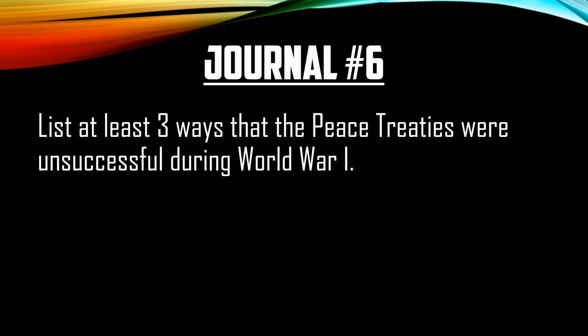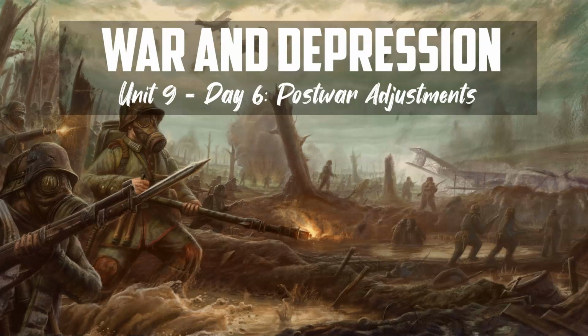Today's journal, we're going to be talking about 3 ways that the peace treaties were unsuccessful during World War I. Remember, we're talking about United States history, so you need to include United States process, okay? Don't go looking up other things on Google. Make sure you use Day 5 notes.